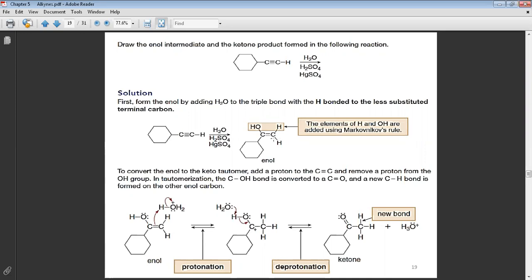Okay, the same thing. The pi bond will open and attack the proton, giving you this carbocation, and the nucleophile attacks the proton to make the double bond here, and the positive charge will be converted to this to give you the keto form. Okay, to give you the keto form. This is for you.